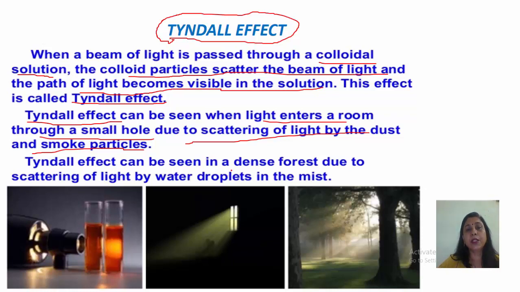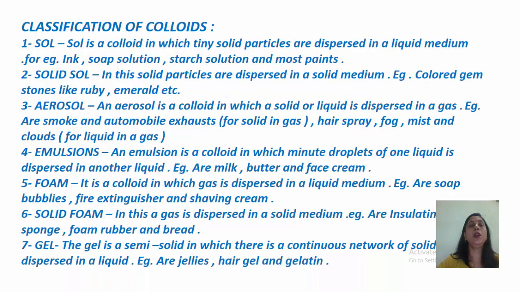This Tyndall effect can be seen in a dense forest due to the scattering of light by water droplets in the mist. You can see the path of light is visible in this, and the path of light is also visible in this, in the dense forest, because of the mist. Now the classification of the colloids, meaning types of colloids.